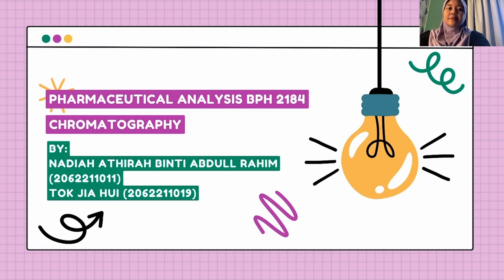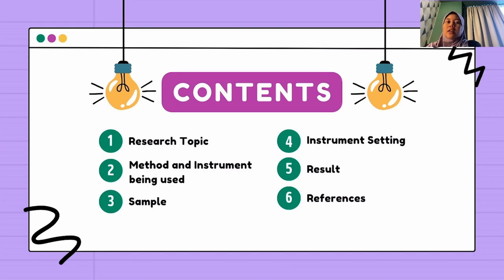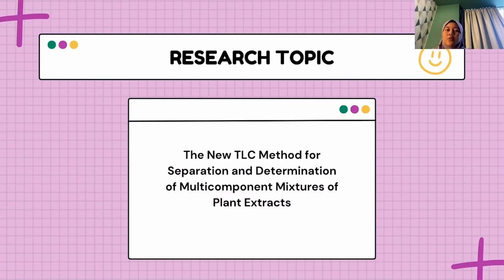pharmaceutical analysis. So this is our table of contents, which consists of research topic, method and instrument being used, sample, instrument setting, result and also references. This is our first content, which is research topic, and the topic is the new TLC method for separation and determination of multi-component mixtures of plant extracts.